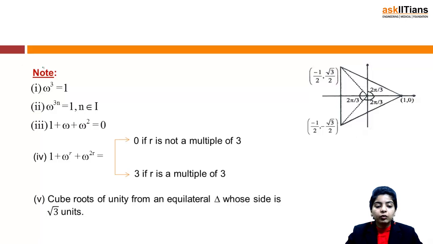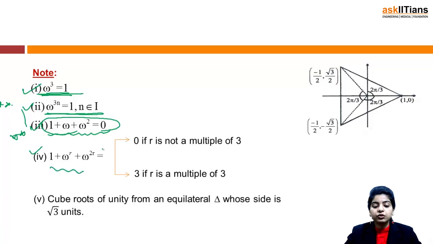So now, omega cube is 1. These are the important properties. Omega cube is 1, omega raised to 3n is 1 for n belongs to I, and 1 plus omega plus omega square is 0. All these properties are extremely important because they are generally used in questions, so just remember these properties. 1 plus omega raised to r plus omega raised to 2r becomes 0 if r is not a multiple of 3, and it will be 3 if r is a multiple of 3. So it can either have the value 0 or the value 3.